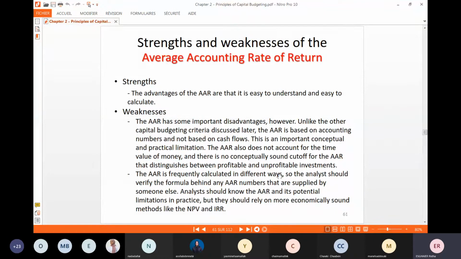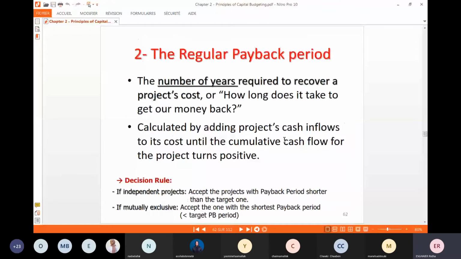To correct the first limitation here, the use of incomes instead of cash flows, we will use another method that focuses the analysis on the cash flows instead of the accounting incomes, and we call it the regular payback period. The payback period is simply the number of years we require to recover the initial cost of the project. We need to compute the number of years we need to get our money back.